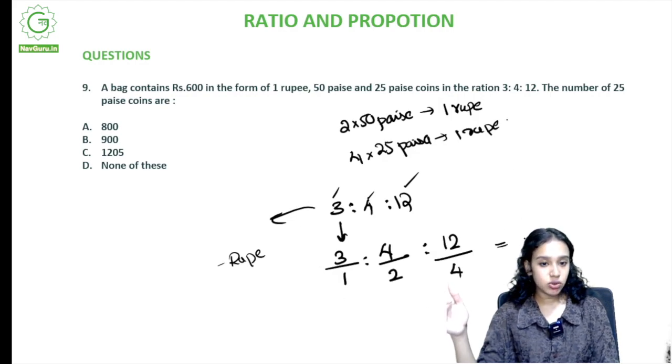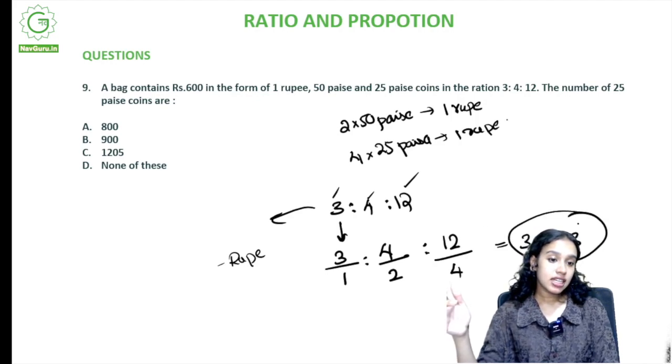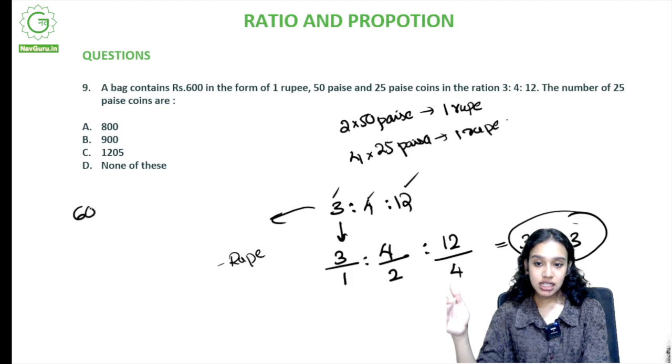So this is equal to 3:2:3. Now we are saying we are dividing 600 rupees in the ratio 3 into 2 into 3. That is 3 plus 3 is 6, plus 2 is 8.